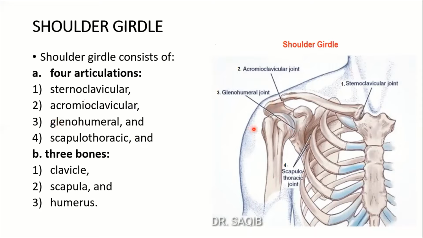And number three is the glenohumeral joint. This is today's topic, the glenohumeral joint or the shoulder joint between the head of the humerus and the glenoid cavity of the scapula. And number four is the scapulothoracic joint. This is not an anatomical joint, and I will tell in a while what it is. Three bones are involved: number one, clavicle; number two, the scapula; and number three, the humerus.